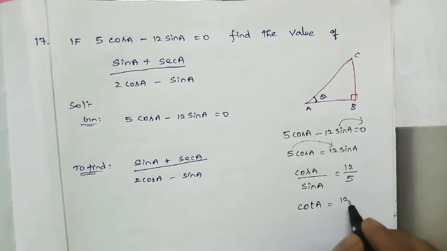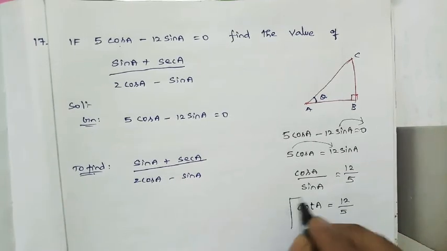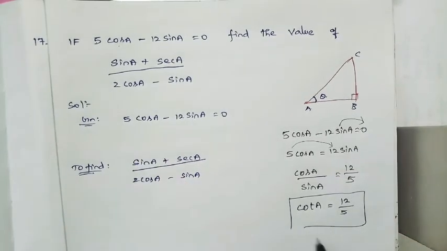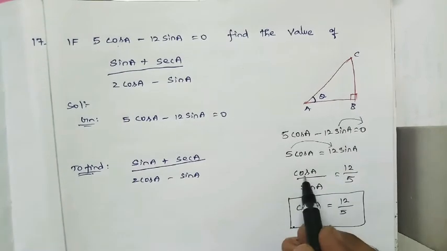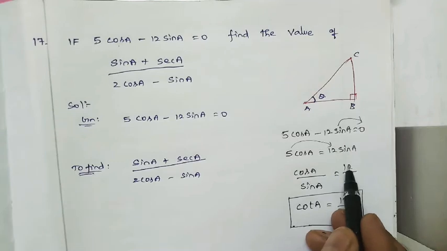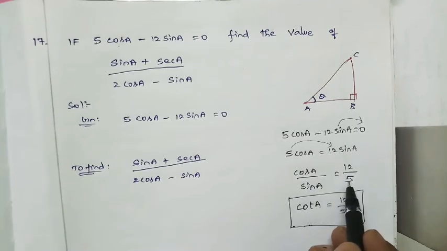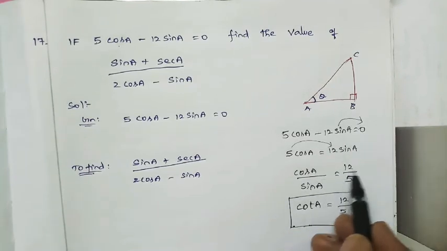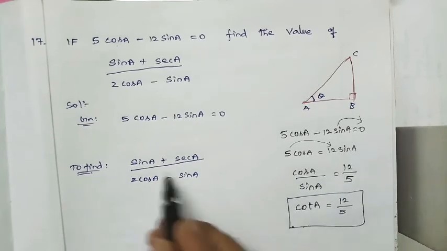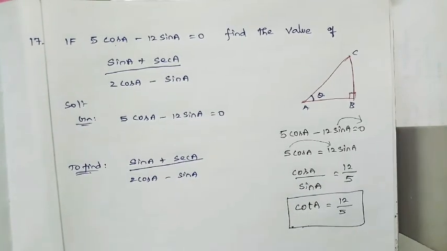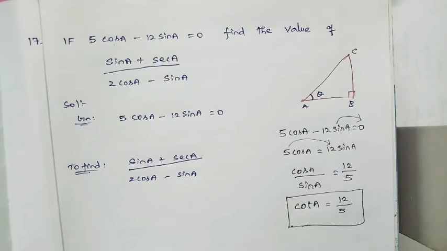Cot A is equal to 12 by 5, right? While solving this equation, what we are getting is the trigonometric ratio cot A alone. Don't take the values directly as cos A equal to 12 and sin A equal to 5. If you substitute directly and simplify, surely you will make a mistake. You won't get a correct answer.